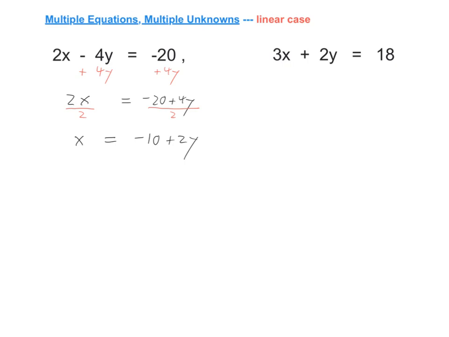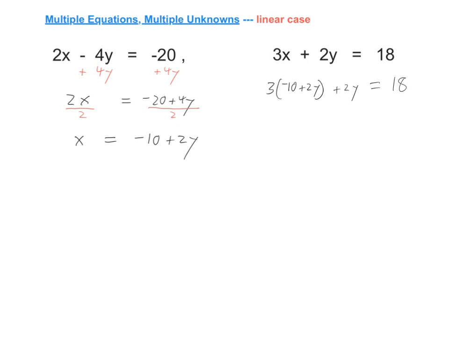Then what I'm going to do is take this expression for x that I just found and substitute it into the remaining equation. So in other words, I'm going to now substitute that in. So where I have 3x here, I'm going to replace x by this. So that will become 3 times negative 10 plus 2y. And then I have plus 2y equals 18. So I just made that substitution.